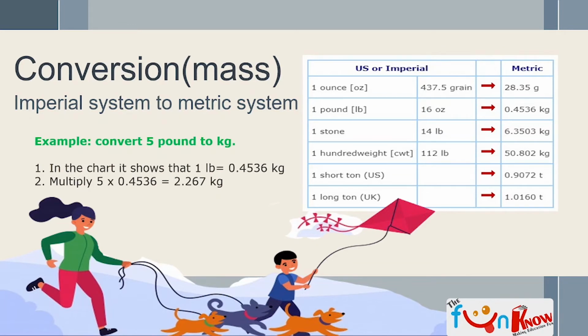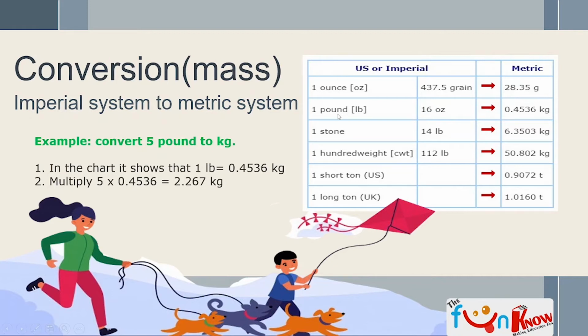Here is an example. Convert 5 pounds to kg. Here they have already given a value in the imperial system, that is pounds, and you have to convert that value to kg, that means a metric system. So how are you going to do that?